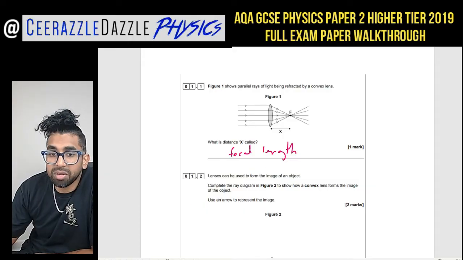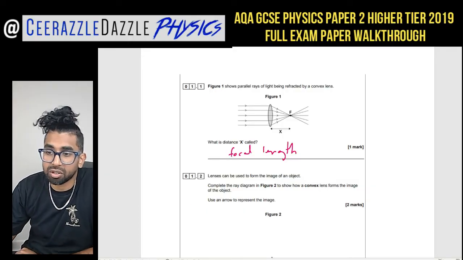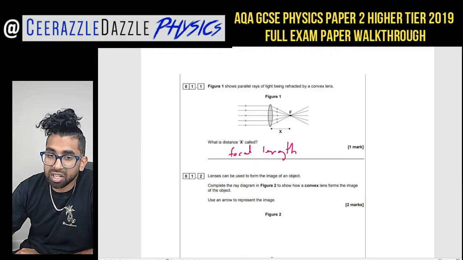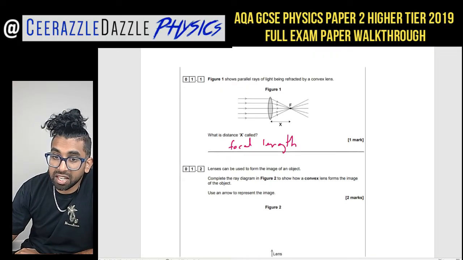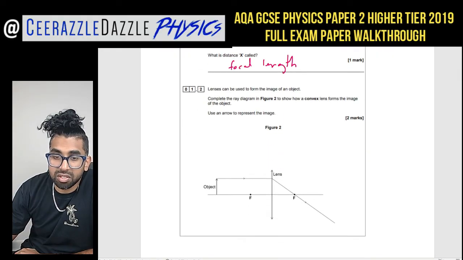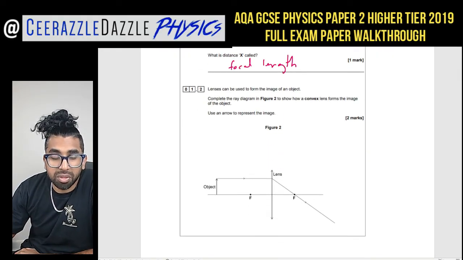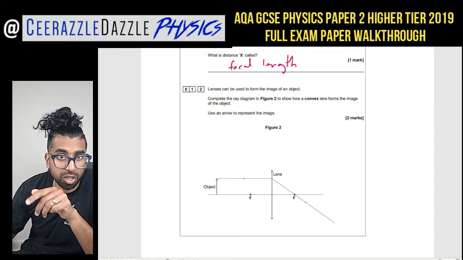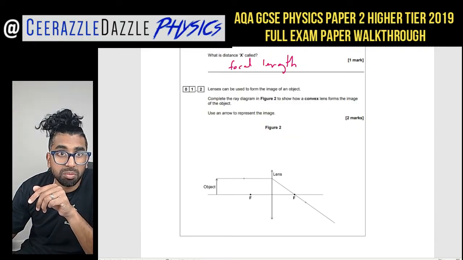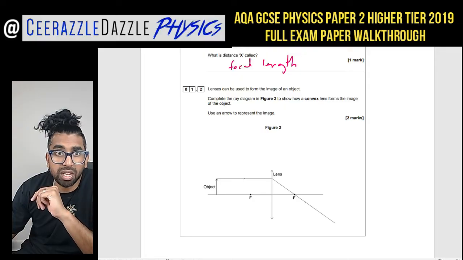1.2, lenses can be used to form part of an image. Complete the ray diagram in figure 2 to show how a convex lens forms an image. Right, so we've got this ray diagram over here, so you've got to complete the diagram. I need to use the computer to do this. Obviously you're going to be taking out a ruler. We're going to insert a shape right now.